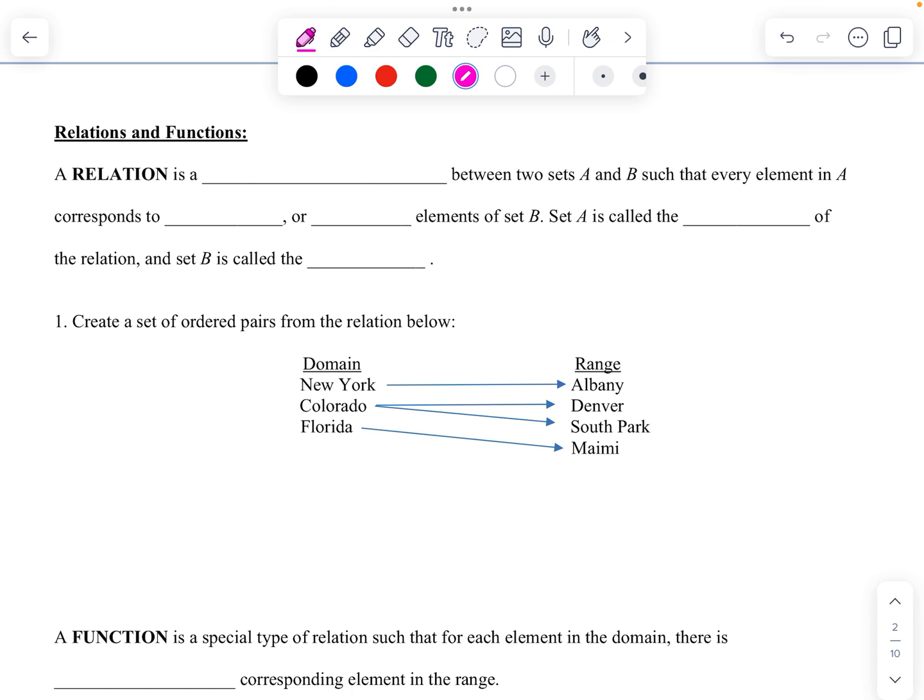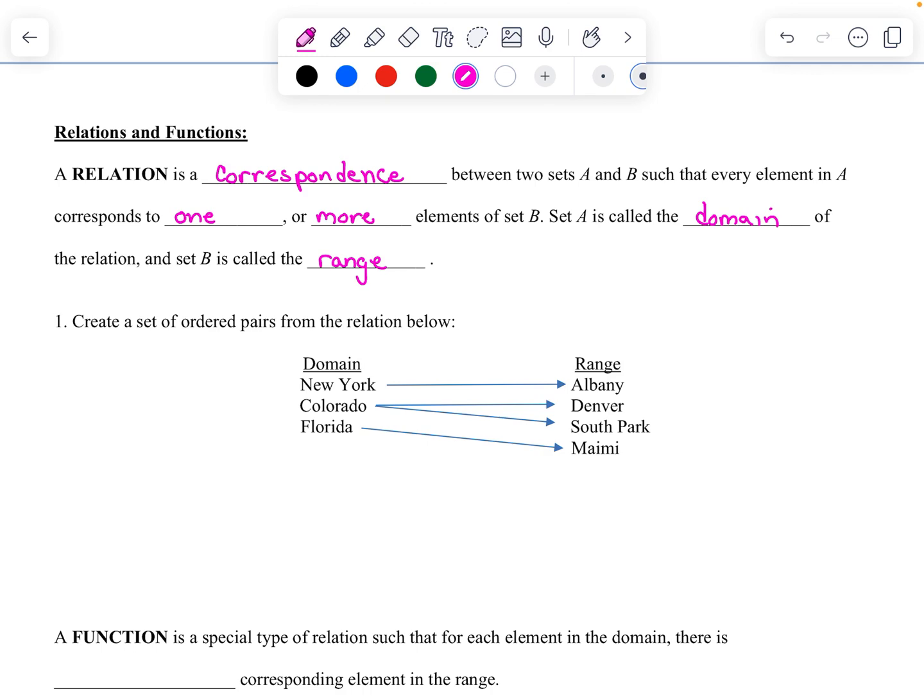So what is a relation? A relation is a correspondence between two sets A and B such that every element in A corresponds to one or more elements of set B. Set A is called the domain of the relation, and set B is called the range.